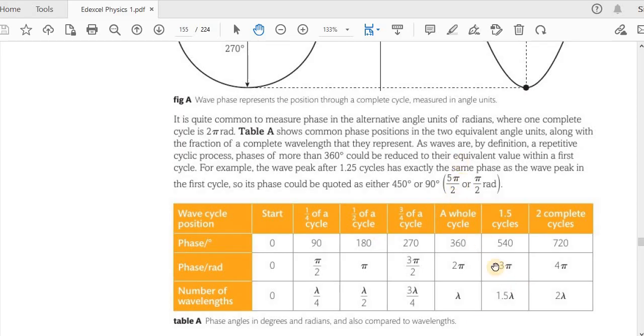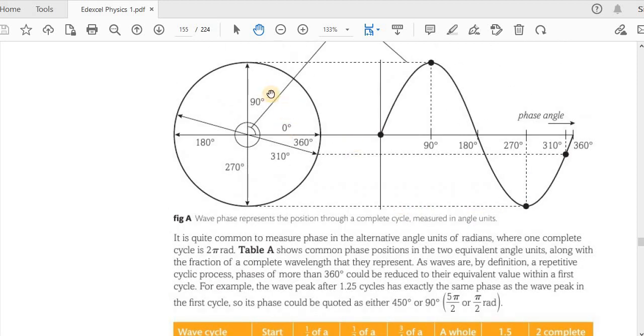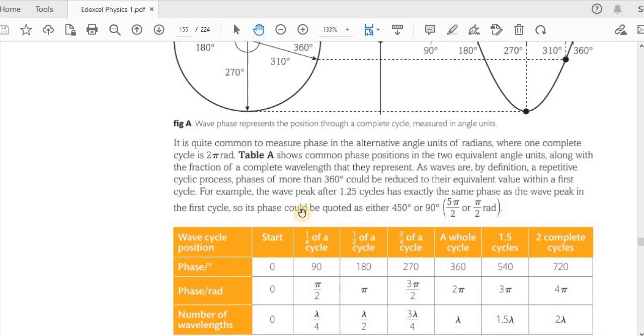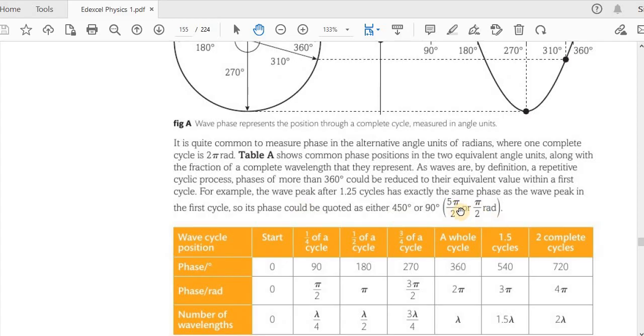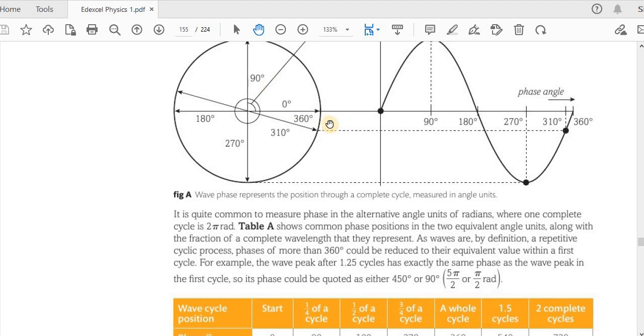So 5 pi over 2, that is 450 degrees. Now 450 degrees is 360 plus 90. Similarly, since we go all around here, from here to here it is 2 pi plus pi over 2. 2 pi plus pi over 2, then that will give you 5 pi over 2. You can do the addition, okay? 2 pi plus pi over 2.